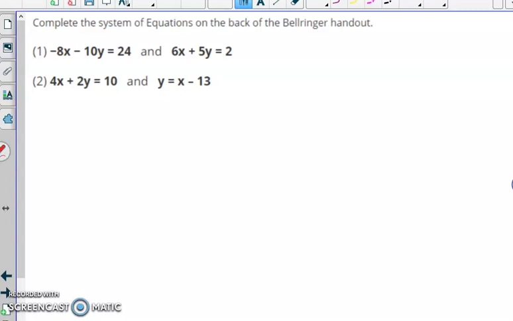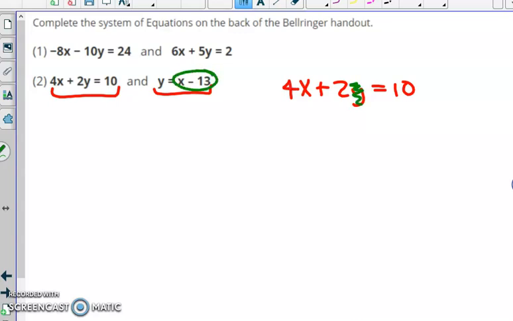All right, so for the system of equations, I'm going to start with problem number 2. Of the 2, it requires the lesser amount of work. So in doing a substitution problem involving a slope-intercept and a general equation, we're going to write down the general form first. If you need to rewrite it, make sure the x and y are on the same side. And then we're going to replace the y with what it equals.